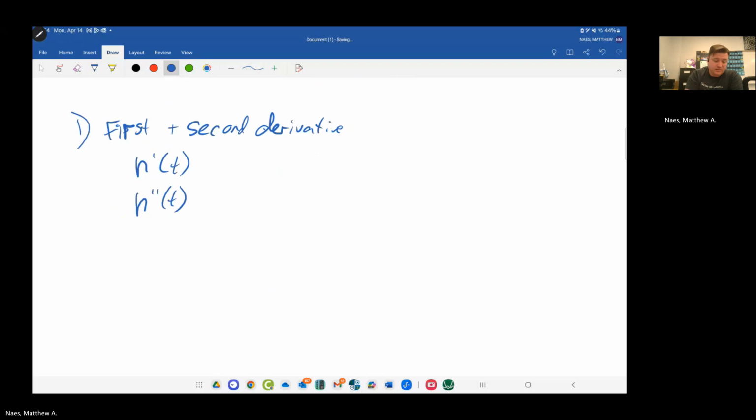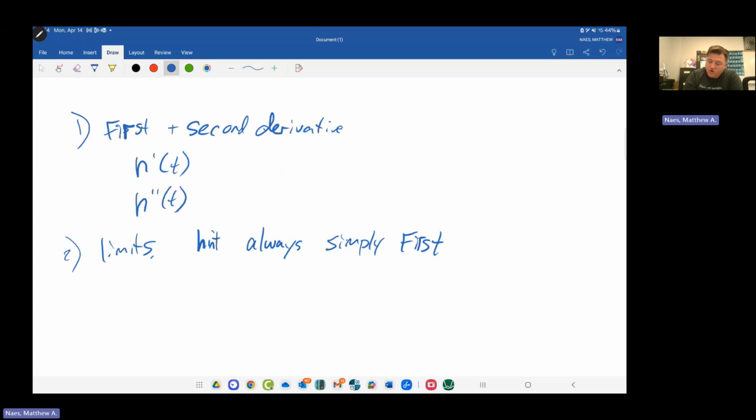Okay. Limits. You're going to have questions on limits. Hint: always simplify first. It is okay to simplify and then take the limit, and that's honestly what you do every time: simplify and then take the limit. All right? So more derivatives, and you have several derivatives.